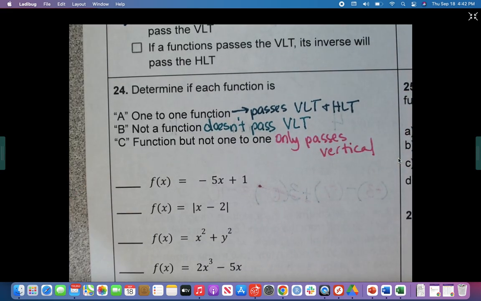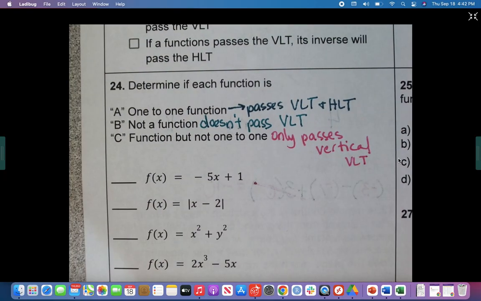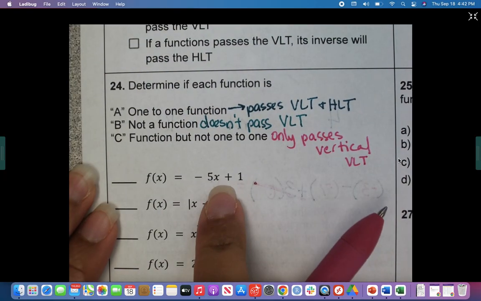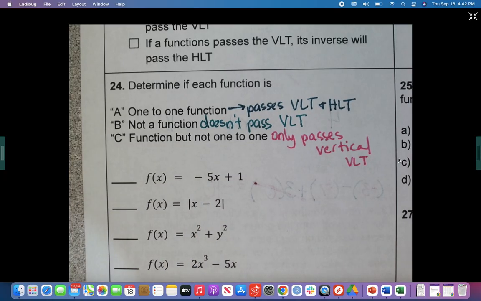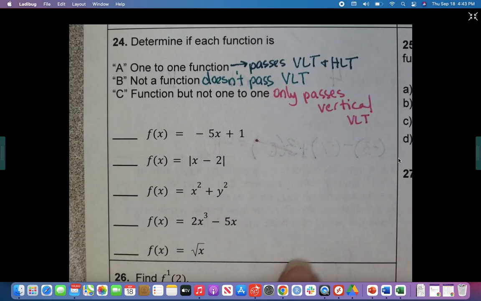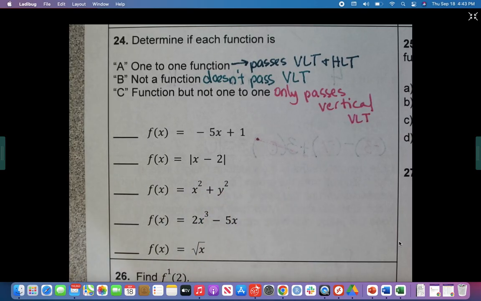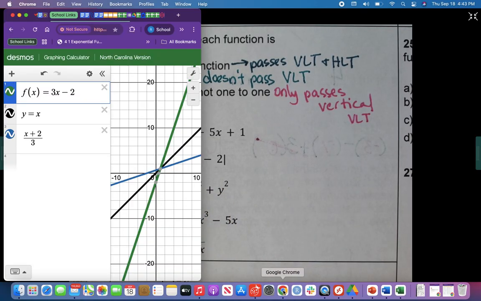So it only passes the vertical. So VLT. All right, so negative 5x plus 1. For these, I'm just going to graph them because at least this one right here we haven't talked about. This is the equation of a circle. So I'm going to graph these on Desmos so I can show you what the graphs are going to look like.